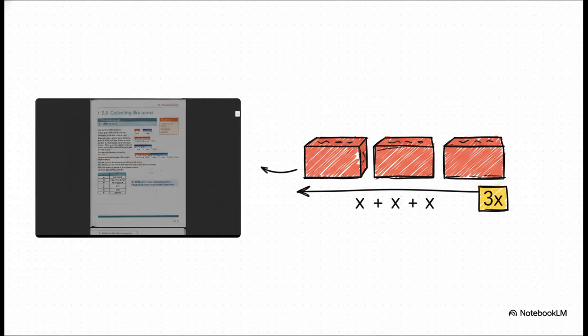Right, so what happens if you take 3 of those exact same red bricks and line them up end to end? The total length is pretty obvious, right? It's 3 times the length of that one brick, so you've got x plus another x plus another x, which is a bit long to write, so we just write it neatly as 3x.